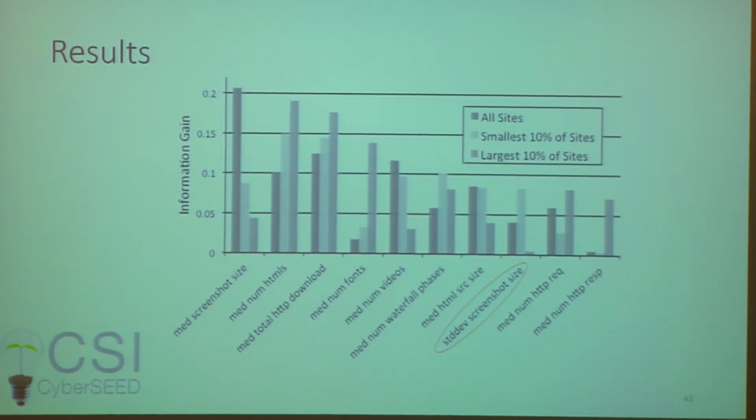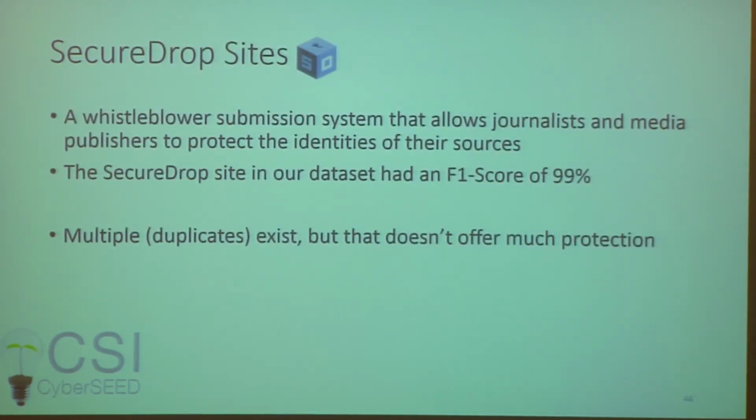I'll talk briefly about one interesting site in our data set, which is SecureDrop. If you're not familiar with SecureDrop, it's a whistleblower submission system. It allows journalists and media to protect the identities of their sources, to be able to send them data and info and things like this. The SecureDrop site in our data set had a fingerprintability score of 99%. It is not hidden from this type of attack.